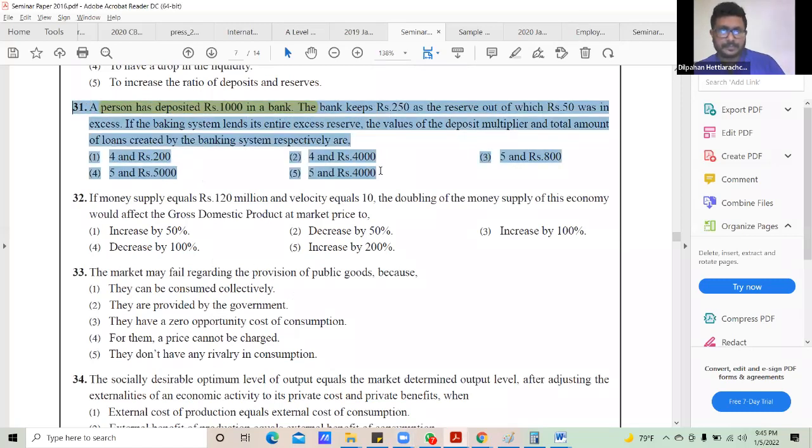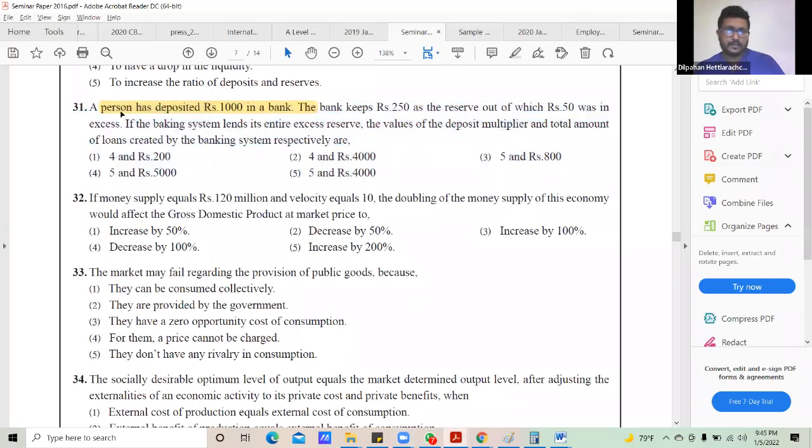31. A person has deposited 1,000 in a bank. Once again, same story. The bank keeps 250 as reserves, out of which 50 was excess. So now they are getting a little bit more difficult. They don't tell the SRR. You have to calculate your SRR.